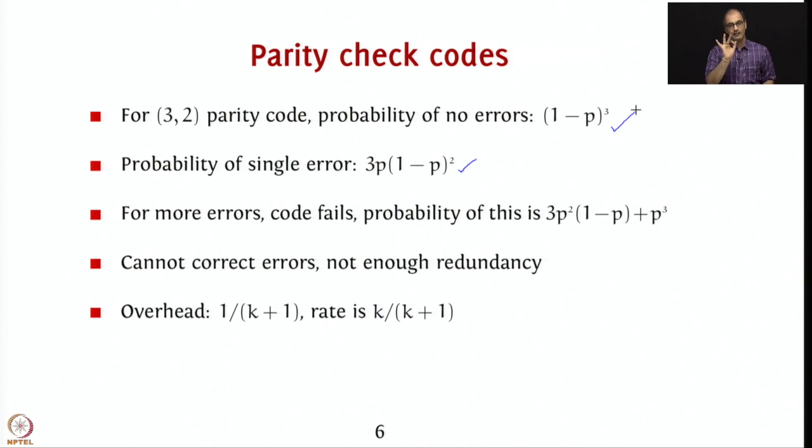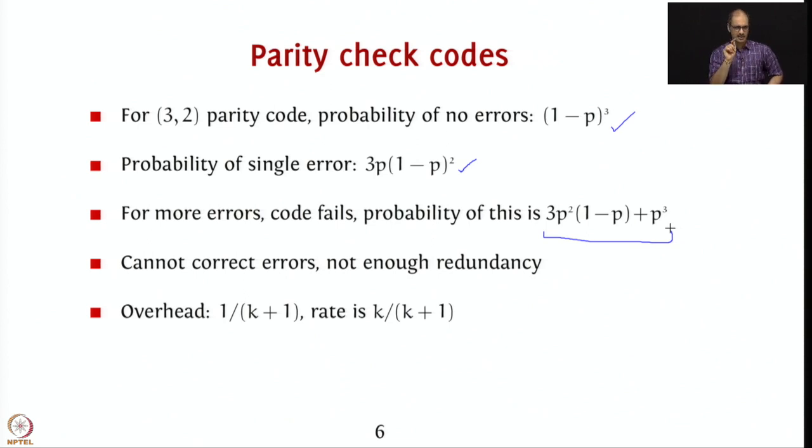In other words, if you have a block of 3 bits, if you have 0 errors or 1 error, the code works beautifully. But if you have 2 errors or 3 errors, in which case, if you just add those up, you get 3p square times 1 minus p plus p cube, then the code cannot detect the errors, and the code essentially fails. It cannot detect it correctly, and it will in fact give you incorrect answers.